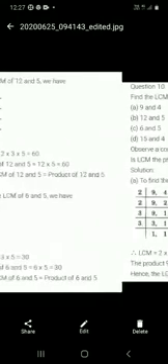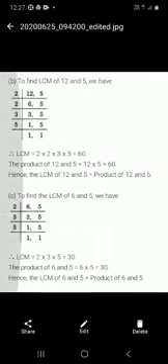Then you will complete question number 10, A, B, C parts. Now I hope you understand all the sums of these exercises. Okay, you have to complete them in your copy.